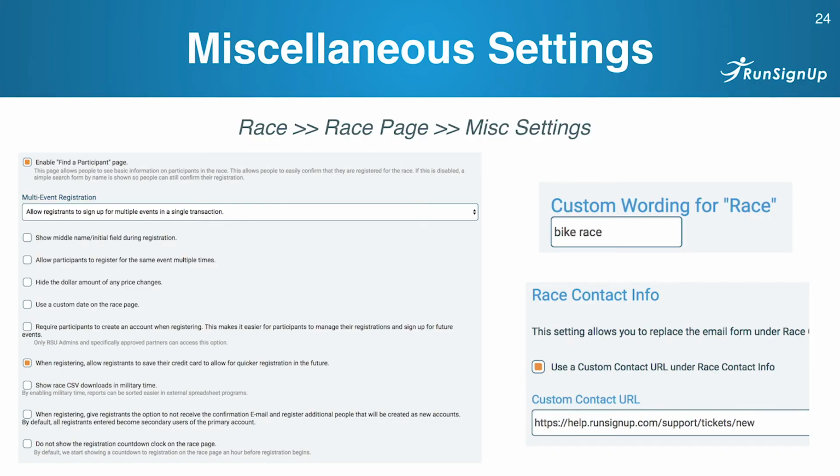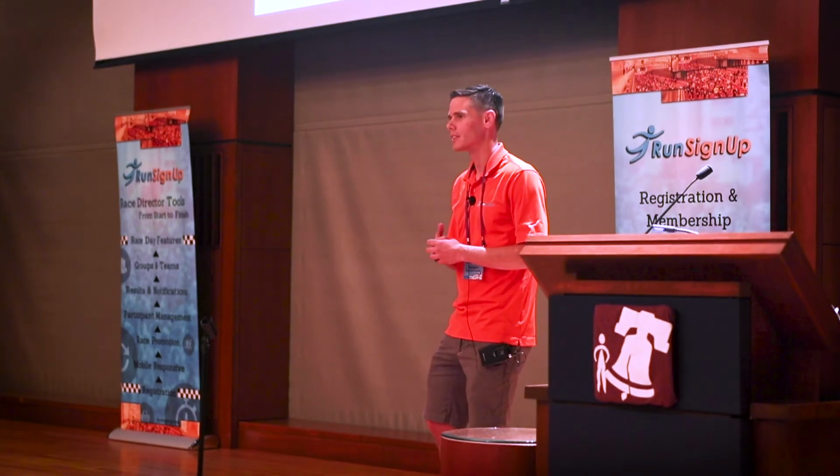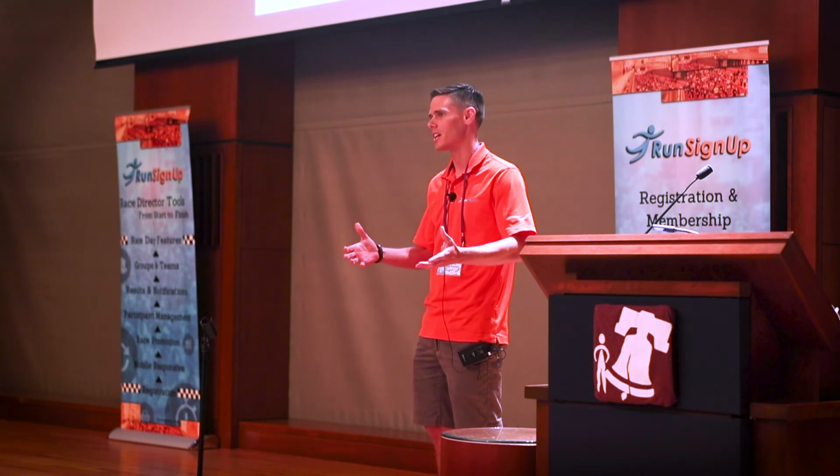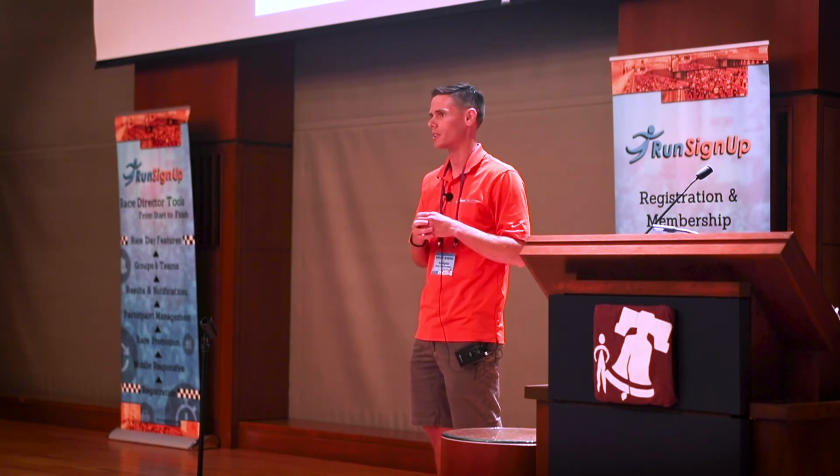Miscellaneous settings. Miscellaneous settings is where we put stuff that we don't know what to do with. There are two things you're going to use on miscellaneous settings way more than anything else. The first one is disabling the enable participant, find a participant, if that's a problem for you. The other one is custom word for race. I know a lot of you guys don't like the word race. You may have a different term: event, tour, beer, things like that. You can pick whatever you would like it to say and save, and that'll actually update your RunSignUp nomenclature.